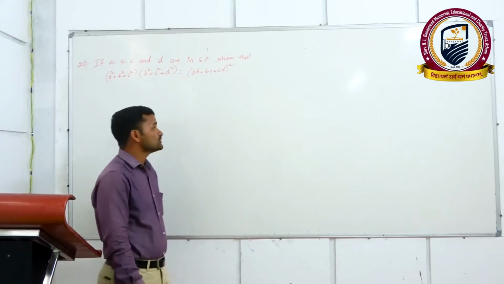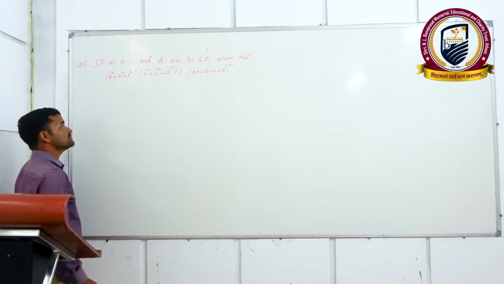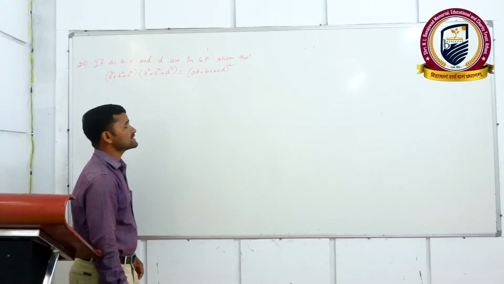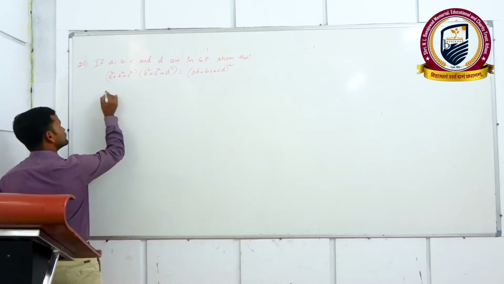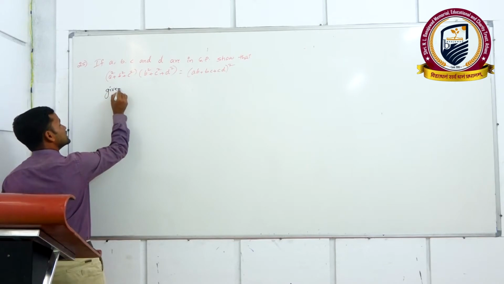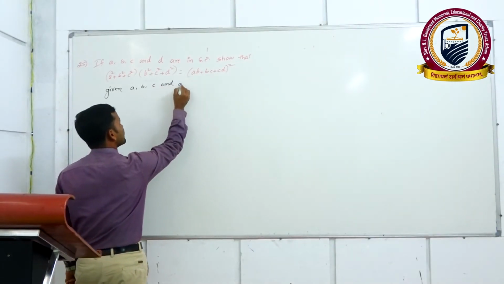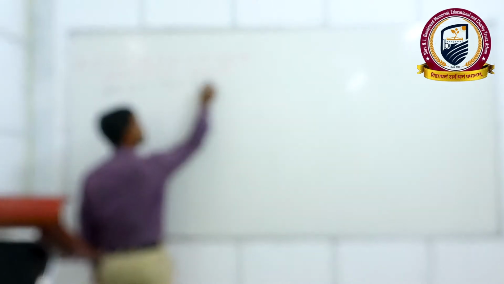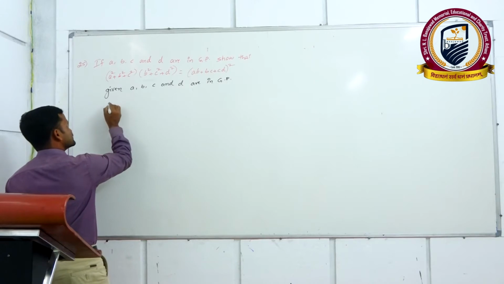Then we need to show (A square plus B square plus C square) into (B square plus C square plus D square) is equal to (AB plus BC plus CD) whole square. It is given that A, B, C and D are in GP, or geometric progression. So what I will do, I will choose this one.